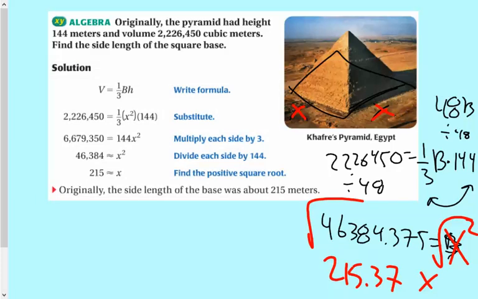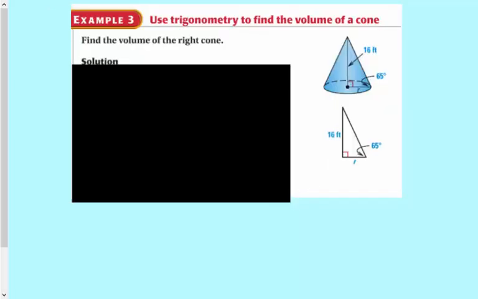The book did very similar stuff here, it looks like. They multiplied by 3 and then divided by 144. I just did the 1/3 and 144, so I kind of simplified up there, so I did it a little bit quicker. Okay, using trigonometry, find the volume of the cone.